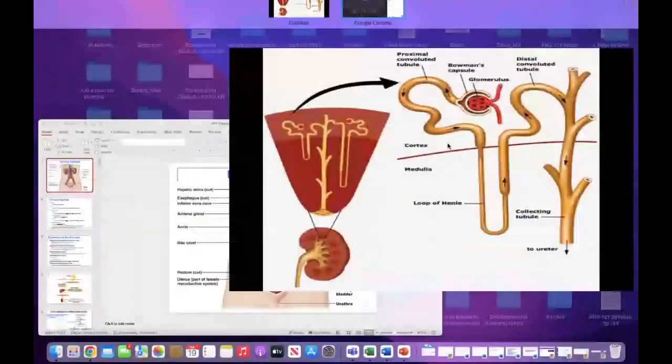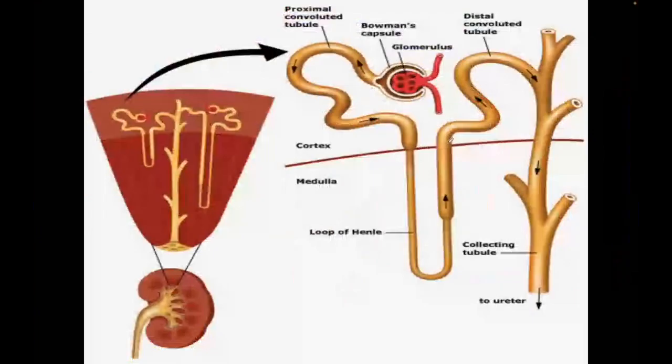Welcome back, class. Let's take a closer look at the nephron of the kidney. Each kidney has millions of nephrons, the functional unit of the kidney. If we look at the lower left, we know that the outer part of the kidney is called the cortex, and the inner part is called the medulla.